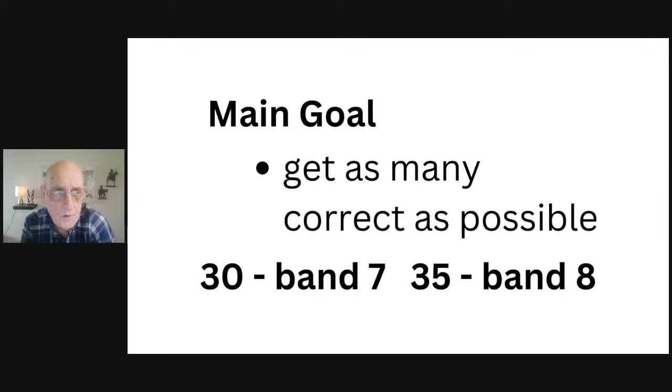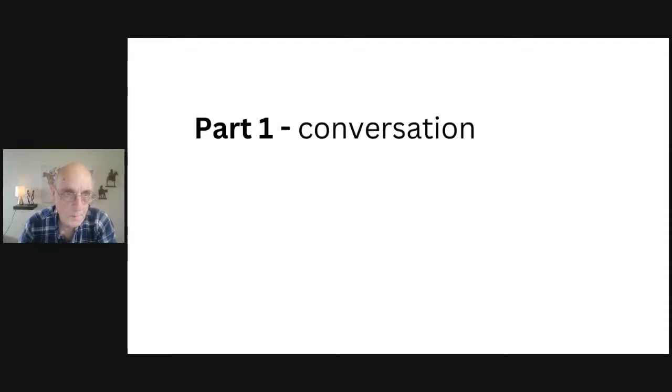For example, if you're going for a band 7, you'll want to get 30 out of 40 correct. If you're going for a band 8, then you need to get 35 out of 40 correct. But your main goal is just to get as many correct as possible and to understand that you don't lose any marks or have any marks deducted for incorrect questions.